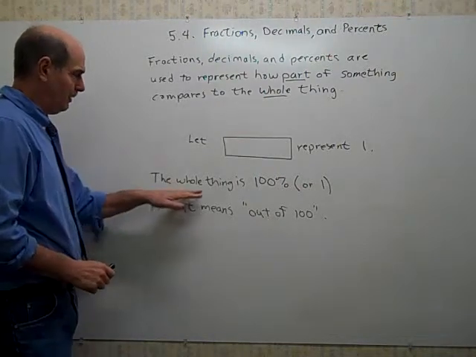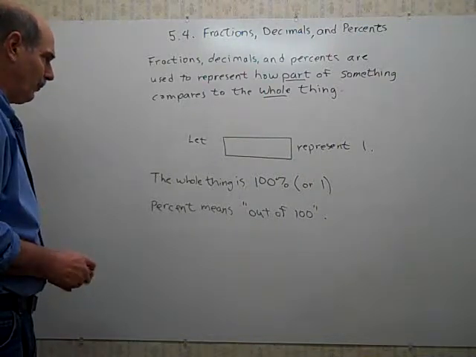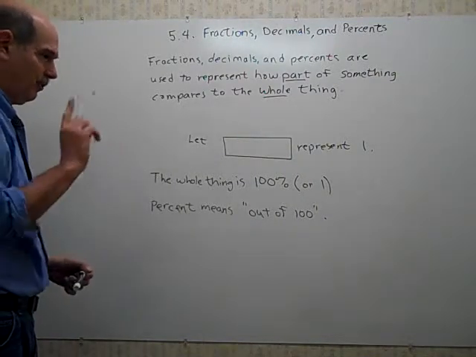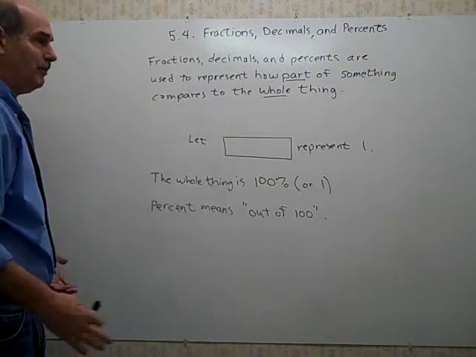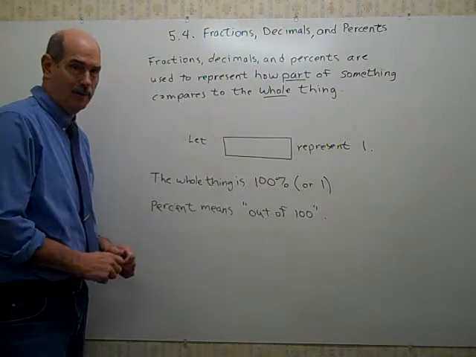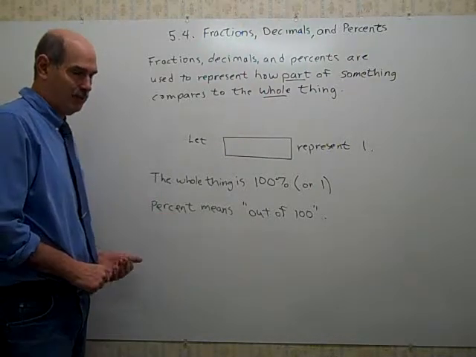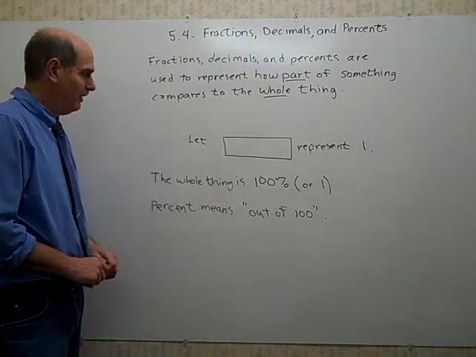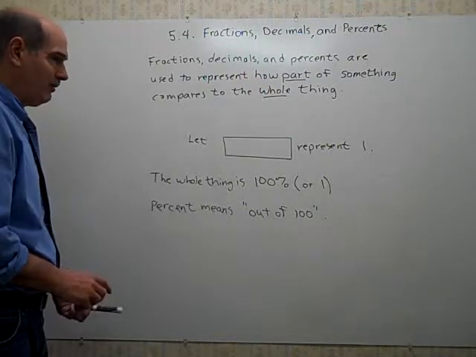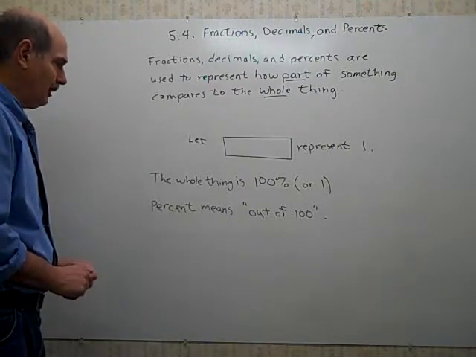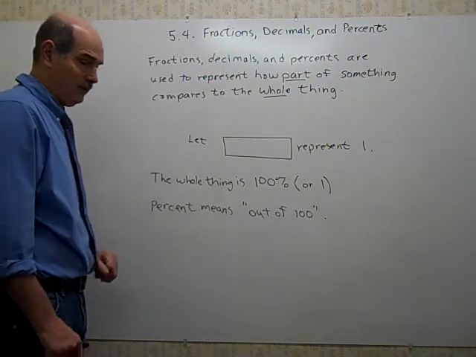So we're going to define the whole thing as being 1, or 100%. So if we're talking about a pizza, the whole thing is 100%, it's 1 pizza. And percent means out of 100. So we keep reminding you of that idea throughout our study of percents, that percent means out of 100. And if you get that, sometimes when you're confused about what to do, that will help you to remember that you're always comparing to something out of 100. So if you make 25 shots out of 100, then you're shooting 25% because percent means out of 100. And the whole thing is 100%.